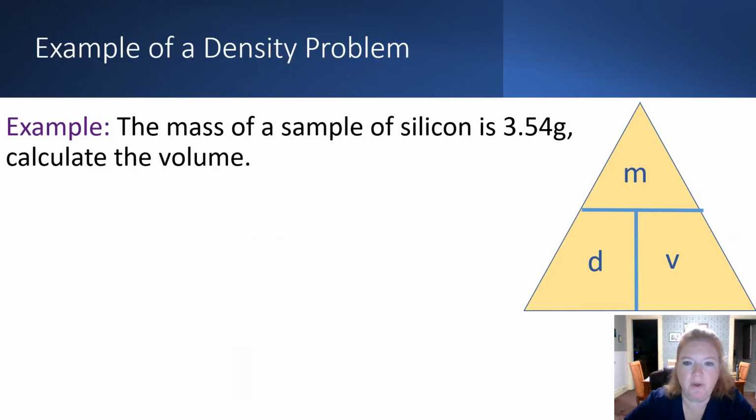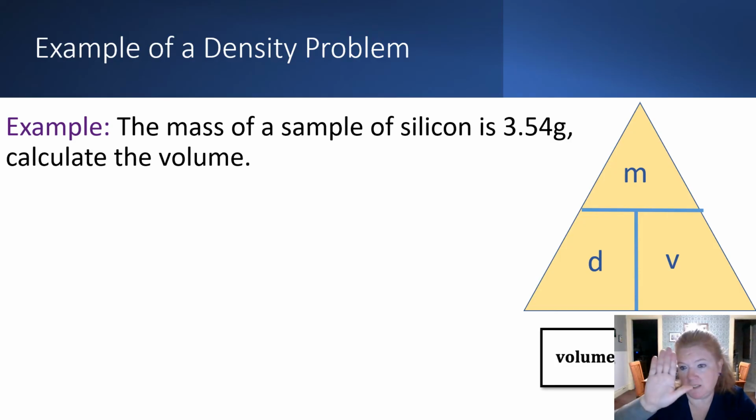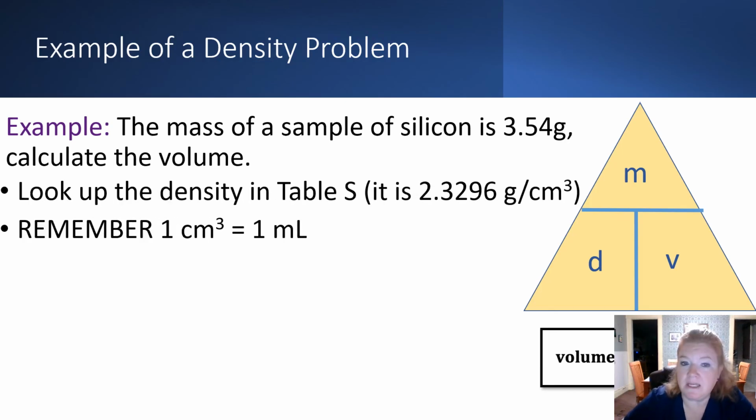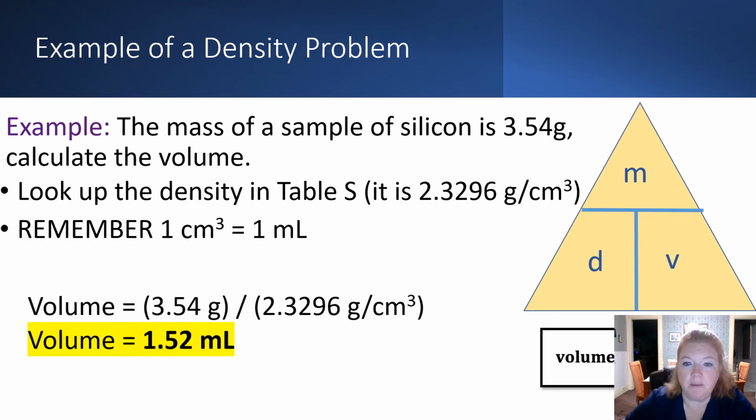So let's do an example. The mass of silicone is 3.54 grams. Calculate the volume. So volume equals mass over density. So I cover volume and I look, oh, mass over density. I look up the density of silicone in table S. Okay, it's grams per centimeter cubed. Remember, centimeters cubed is the same as a milliliter. So I set it up like mass on the top over density on the bottom. And then my answer can only have 3 significant figures, so I round it appropriately. And I have units. Remember, no naked numbers.